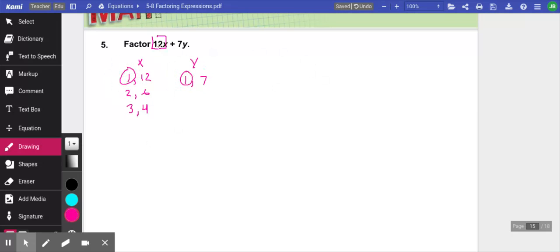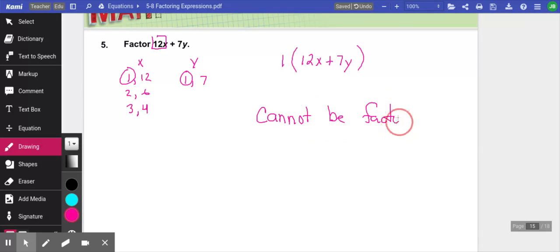Now, we could put a 1 outside of parentheses, but they would stay the same because the 12 and the x would stay and the 7 and the y would stay. So we would just end up with something that looked like this, 1 times 12x plus 7y, which really makes that more complicated. So if 1 is the only thing that we can pull out, we would actually say that this cannot be factored. So there's nothing that we can take out of it. So we would say cannot be factored.